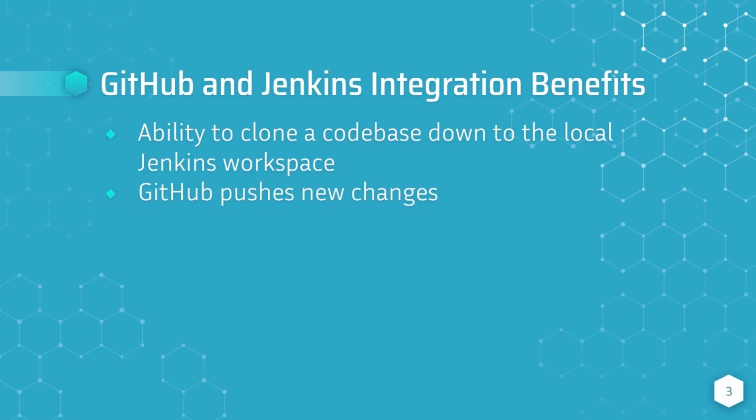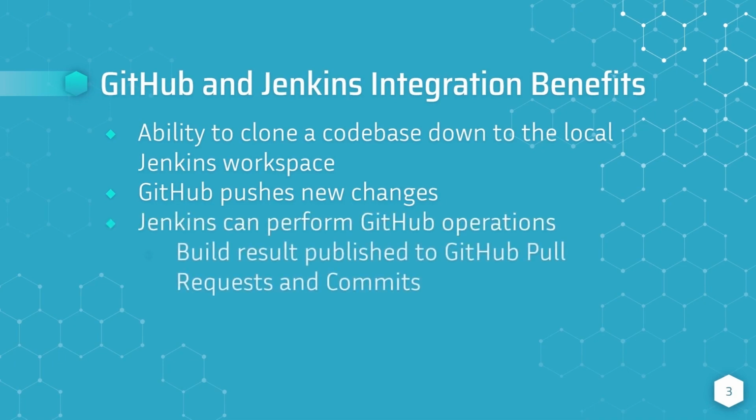Polling for new changes too frequently can be quite resource intensive on the GitHub server, and the GitHub API will actually rate limit you if you poll too frequently. The third benefit is that Jenkins will be able to perform GitHub operations, which would include doing things like publishing the build result to a GitHub pull request and to individual commits.